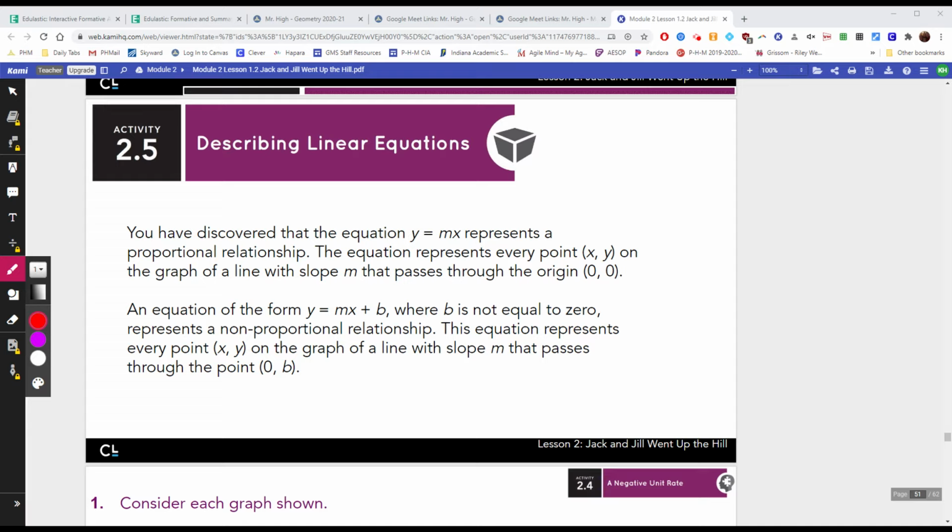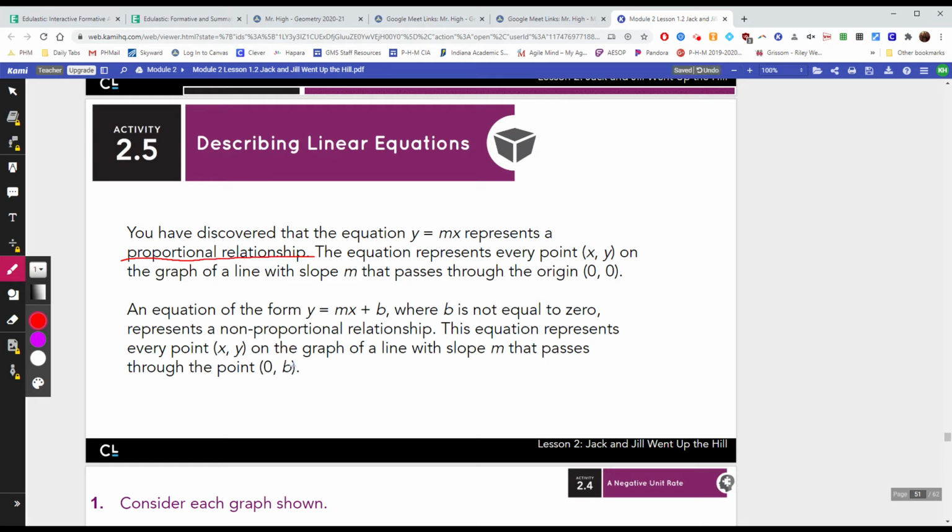You've discovered that the equation y equals mx represents a proportional relationship. The equation represents every point, x and y, on the graph of a line with slope m that passes through the origin 0, 0. So, this first paragraph represents a proportional relationship.